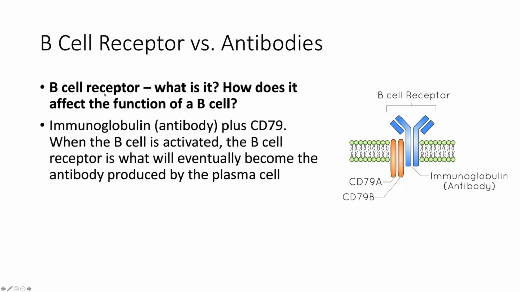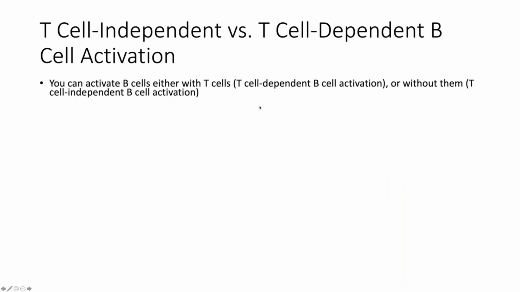Sorry. Yeah, exactly. So basically, the B cell receptor is what will become the antibody later. Exactly. Yeah. Perfect. So Joni, is it Joni or? Yeah. Perfect. So Joni.